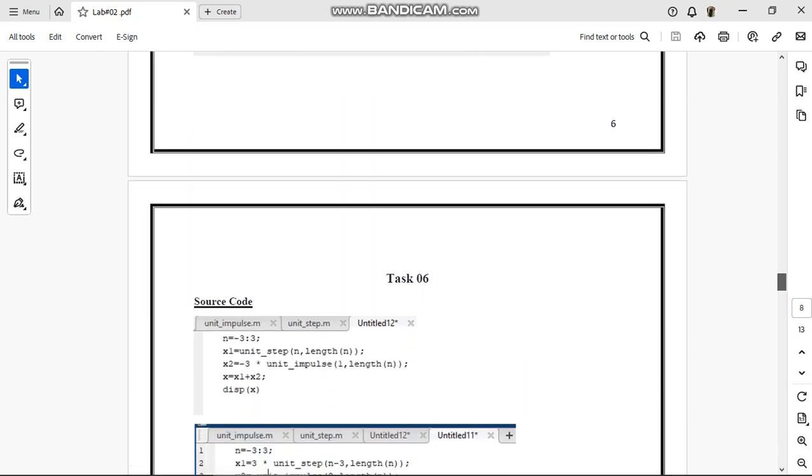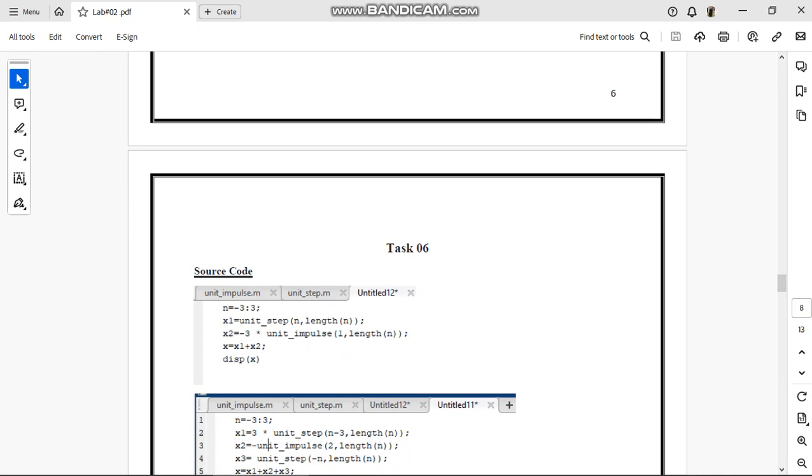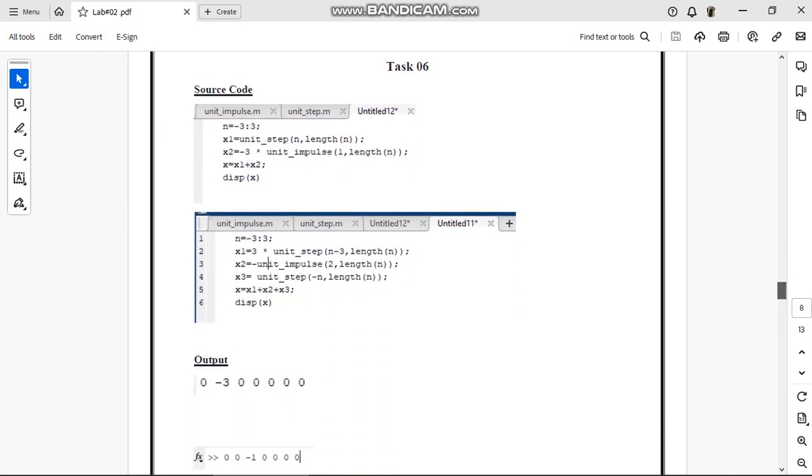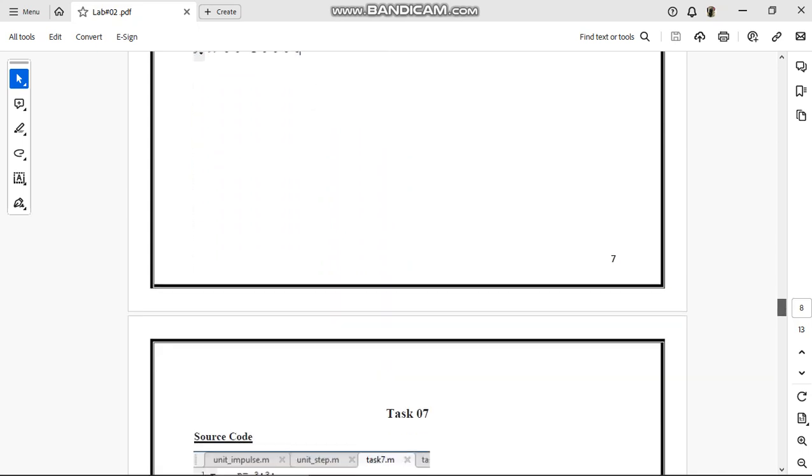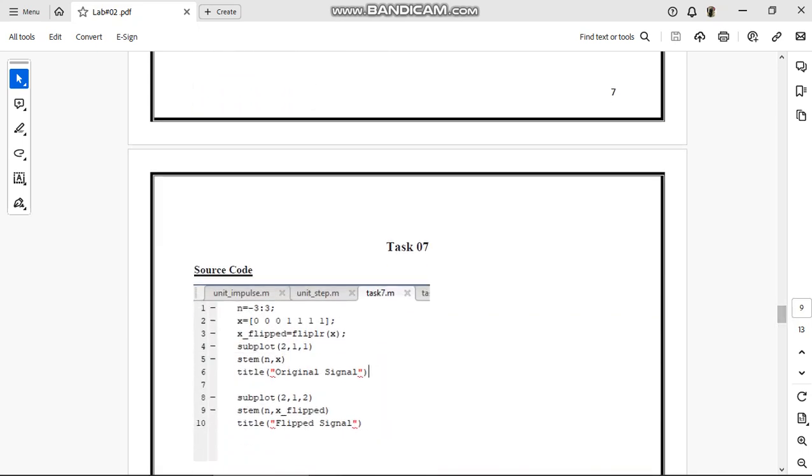In task 6 we have combined both these functions, unit step and unit impulse. N is equal to -3 to 3. The limits have been cleared and I used a display command to plot the following signal and the output is shown in the figure.